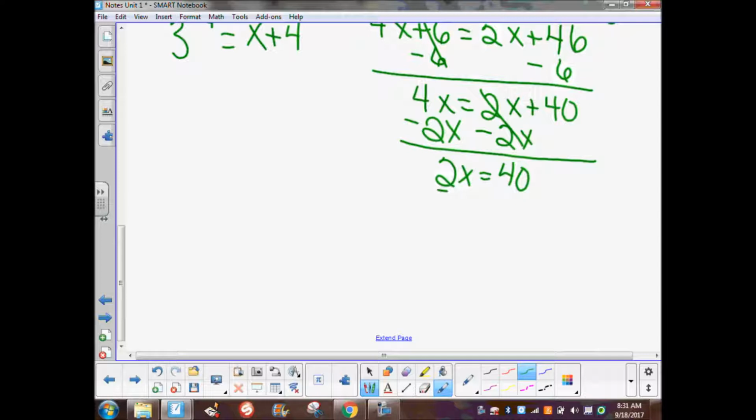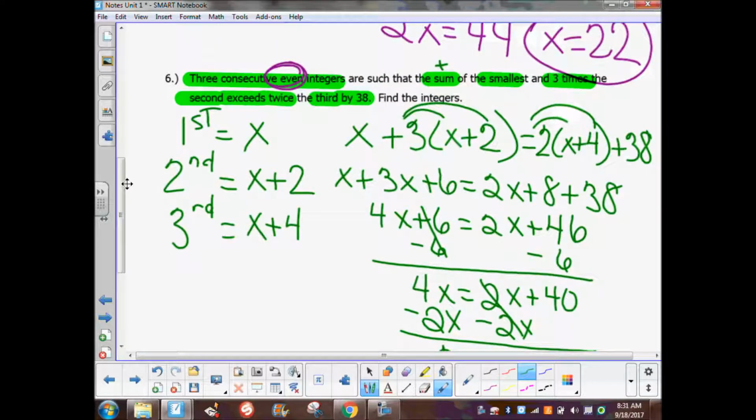What's my first integer going to be? My first even integer is going to be, anybody? 20. So if my first even integer is 20, what's my second even integer? Anybody? 22. And what's the third one? 24. Okay.